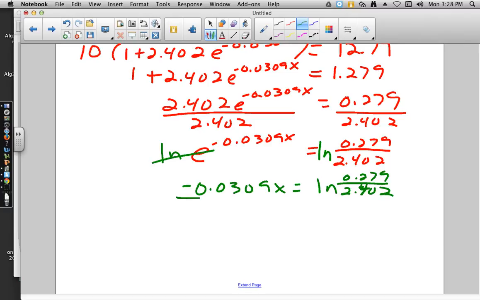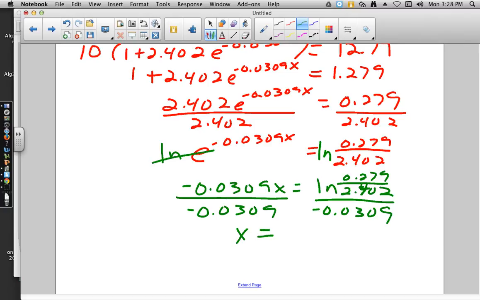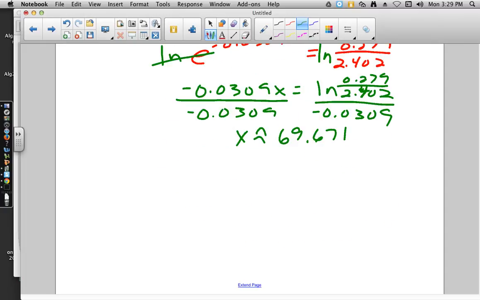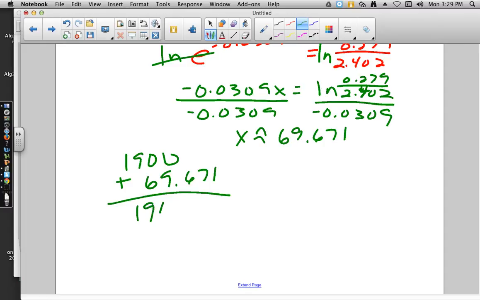And then what we need to do is divide both sides by negative 0.0309. And we do that, and it comes out to approximately 69.671. So now we think, okay, this was all about years again. And if we go back to the original, we see that this started in 1900. So we need to add our 69.671. And that, of course, is going to be 1969.